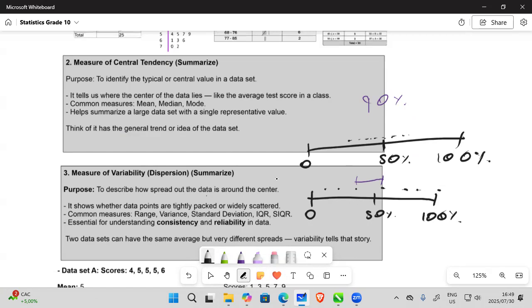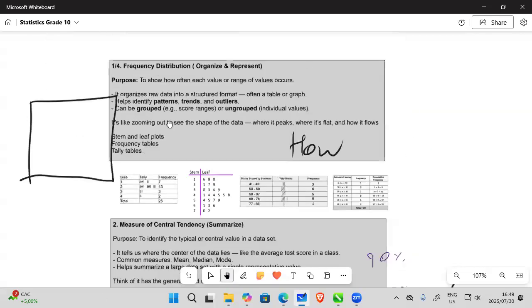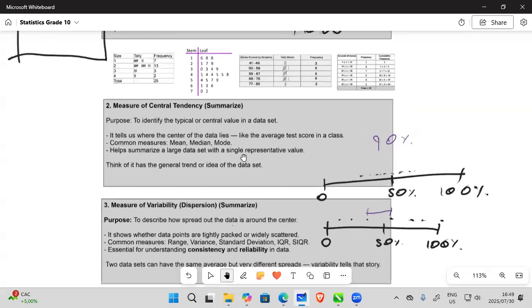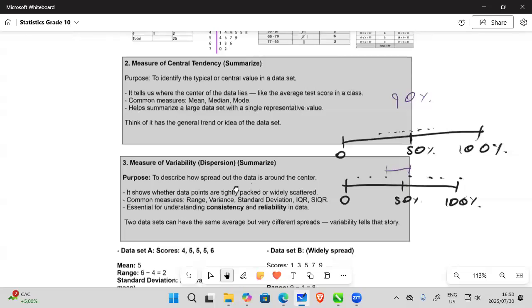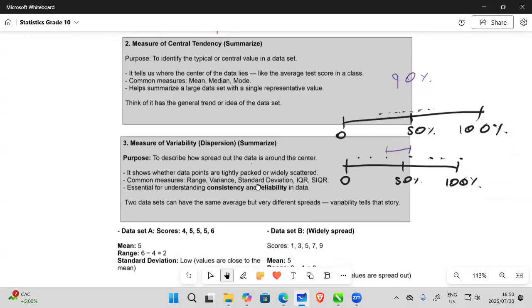And so here we're talking about the general trend, and here we're talking about the reliability and the consistency of the data. Okay? Again, if you don't understand this, I just want you to remember these keywords. Measures of central tendency is to give you a general idea of what the data is telling you. And measures of dispersion is to tell you the reliability of the data.